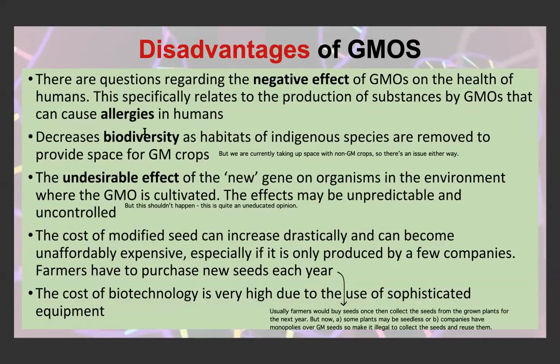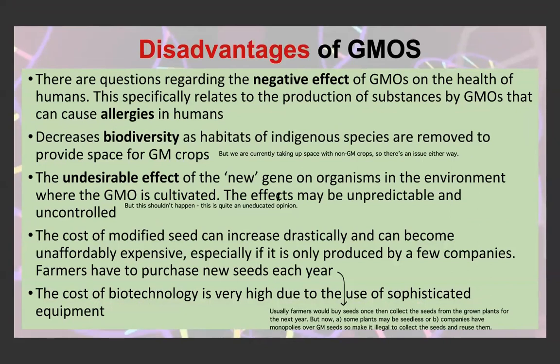It also decreases biodiversity because only certain genes will be introduced, and then these crops will be clones of each other, and they're continually using the land instead of using a whole variety of species or one species with a large gene pool. And also these crops are planted on places where indigenous species are removed, which again decreases biodiversity. There is also the undeniable effect of the new gene and organisms in the environment where the GMO is cultivated.